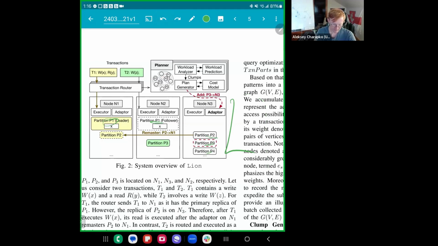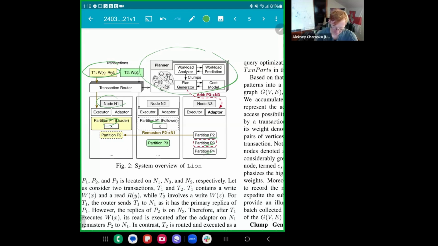So what the paper is trying to do is, when it runs the transaction, here, for example, we have a transaction T1, right? It goes and tries to run this transaction. It has this transaction router. It has the planner. I will talk about it in a bit. But the basic idea is this transaction will go to node N1, right? Because it was planned in such a way. And this transaction tries to access the objects X and Y.